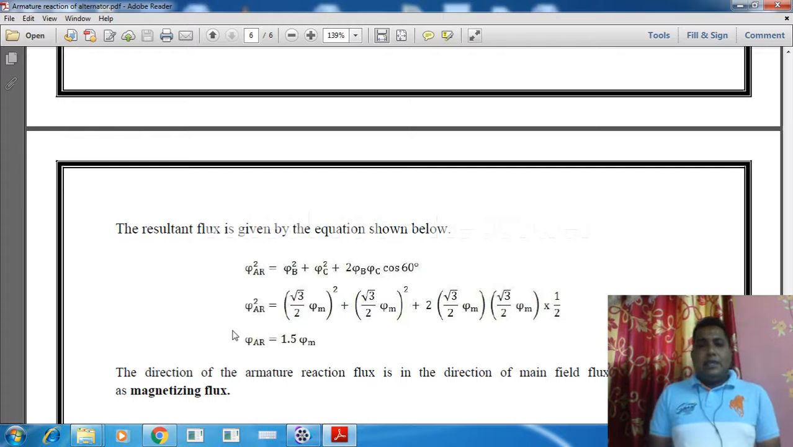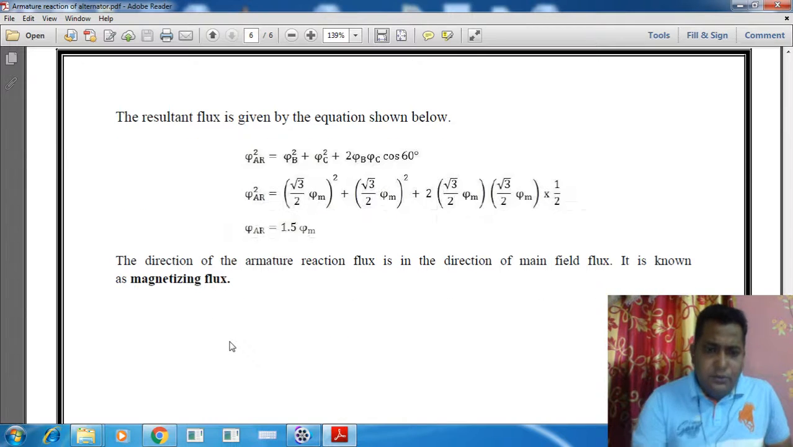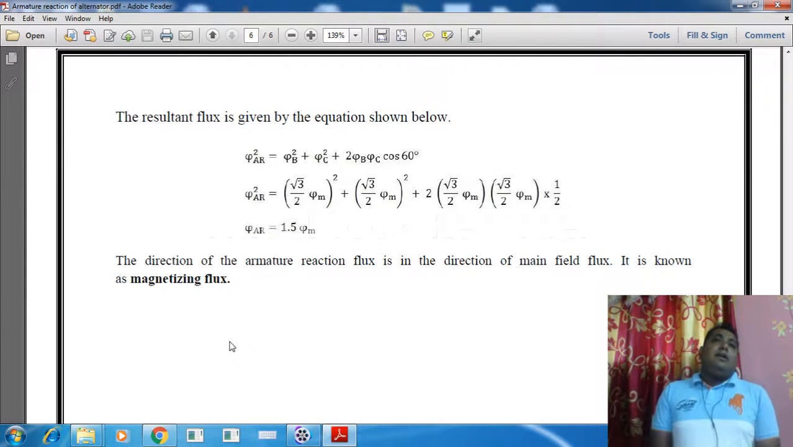So I think it is clear to you. What have we done today? We have done what is armature reaction, how it affects different power factors, leading, lagging, and unity power factor. What is the current value? What is the flux value? What is the cross magnetizing effect? What is the magnetizing effect? Those things we have discussed today. Okay, so that is all for today. Thank you.